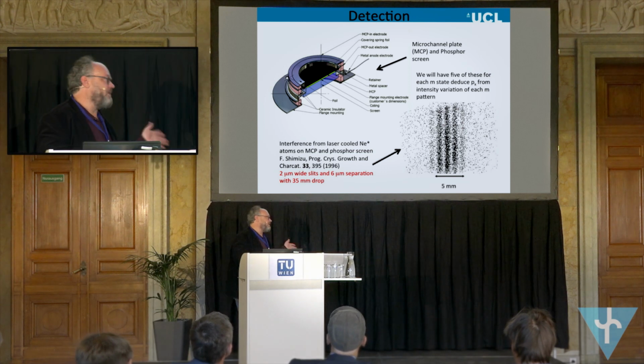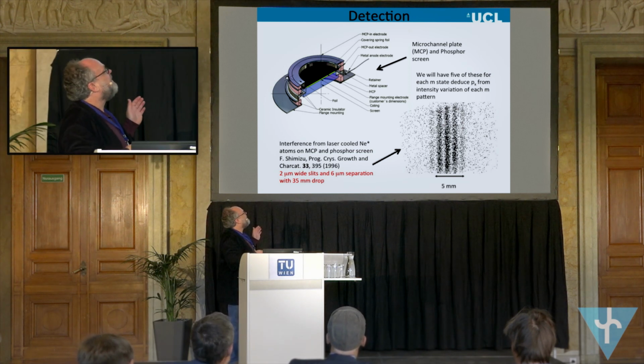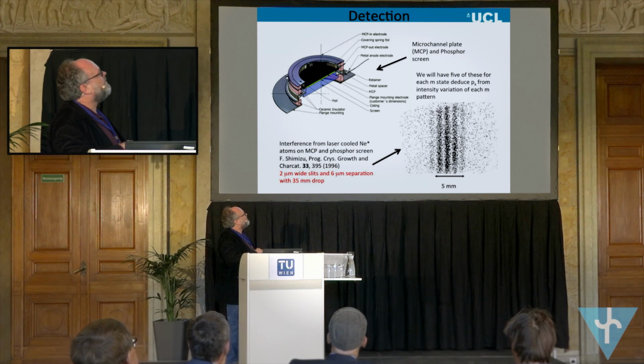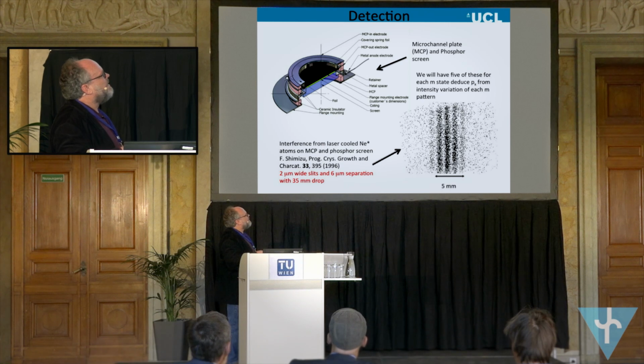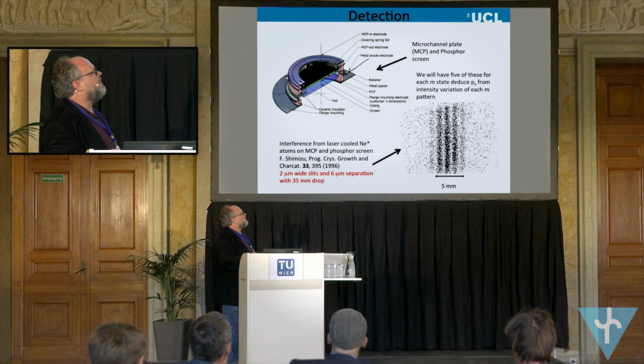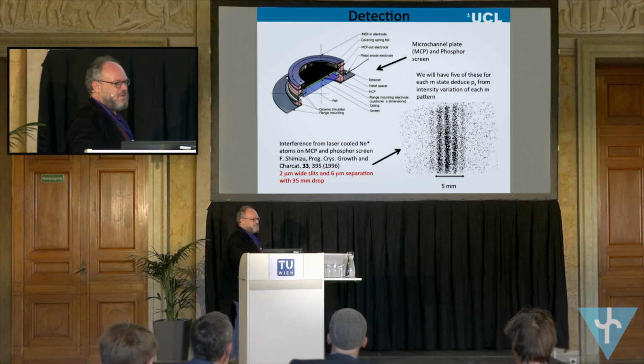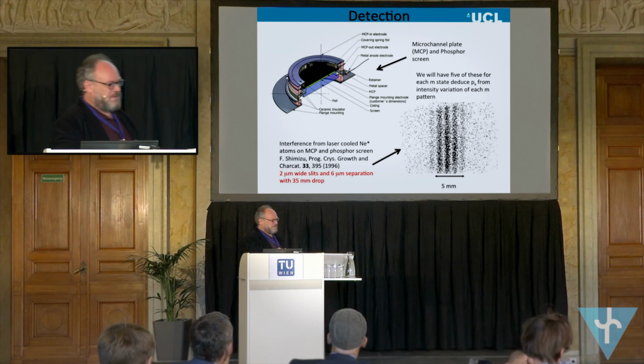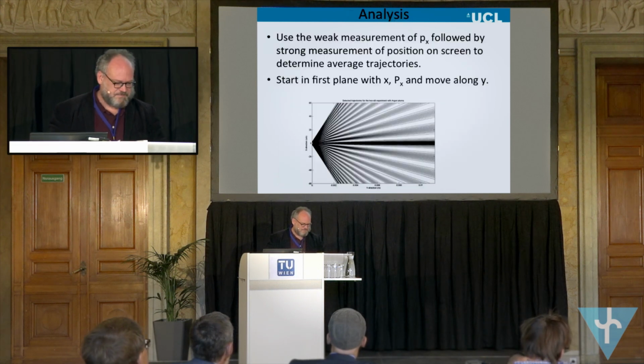And so we're at the process where we really need to have this detection system put in, and this is actually an interferogram from Shimizu, I think his name is. They did some experiments on interferometry with neon some time ago, and this is what you would expect. So yeah, there you go, Shimizu from 1996.